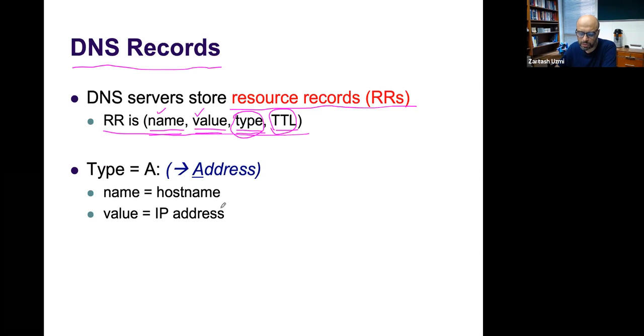So first, which is the most common, is the A type or address type record, in which you provide the host name, and that host name is by the way included in the resource record that returns back to you. venus.lums.edu.pk, and then also an IP address. An IP address is included in that.